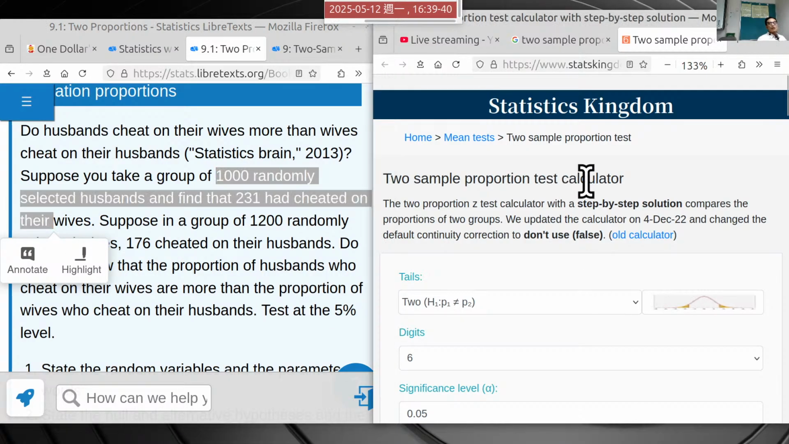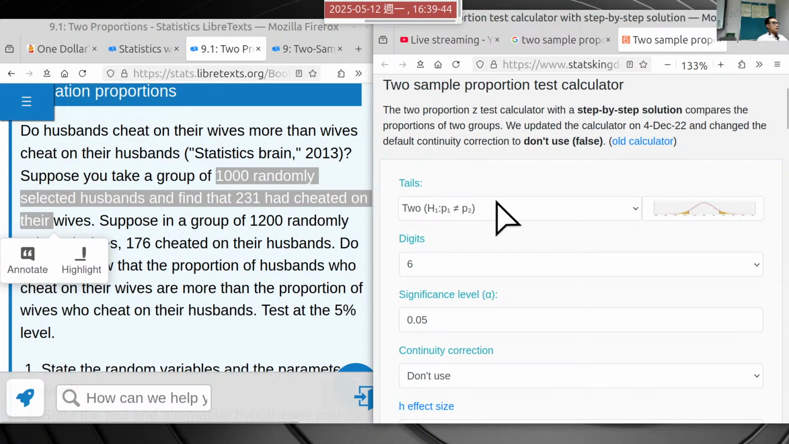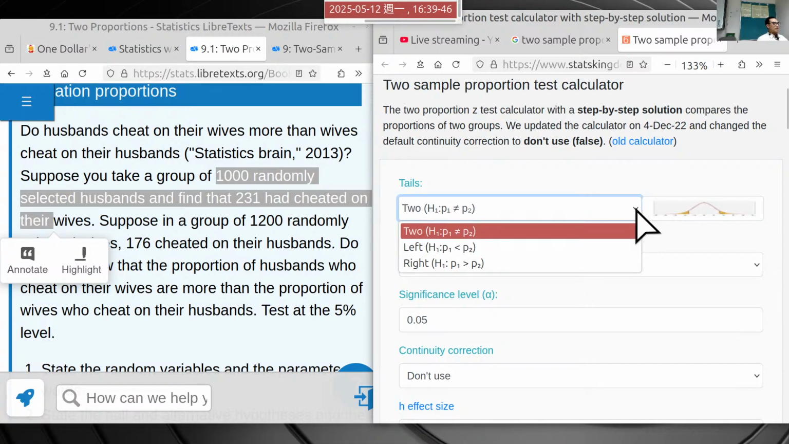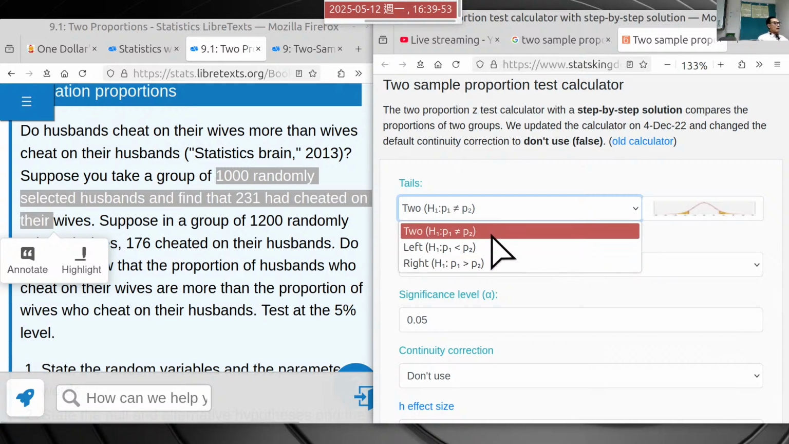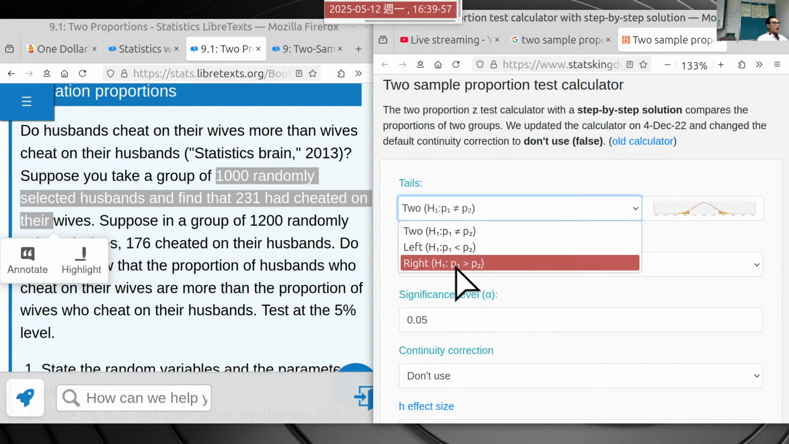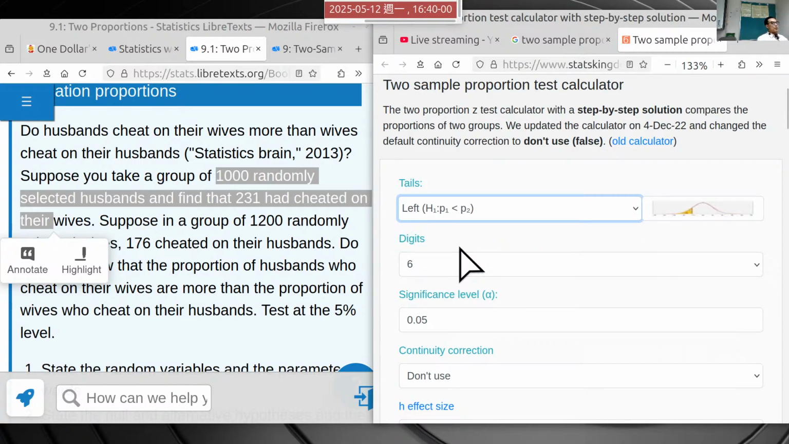Okay, and now we try to use the calculator. I send you the link here. And for tails, you can select one. Either one is okay. For example, proportion 1 is not equal to proportion 2; on the left side, proportion 1 smaller than the second one; or proportion 1 greater than the second one. Either one is okay. And now I try to use the first one.